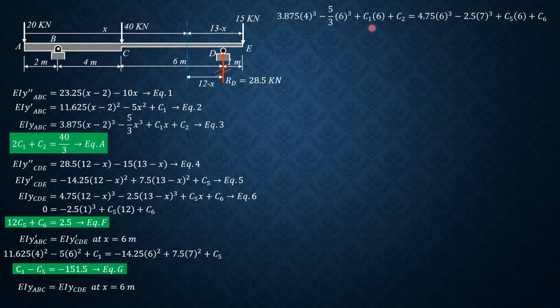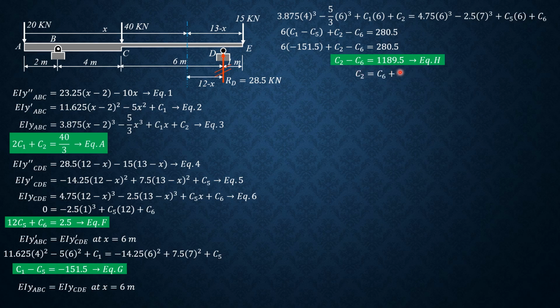So we have 6 times (c sub 1 minus c sub 5), then plus c sub 2 minus c sub 6, then computing these terms here, 4.75 (6 cubed) minus 2.5 (7 cubed) plus 5 thirds (6 cubed) minus 3.875 (4 cubed), that will be 280.5. Then since c sub 1 minus c sub 5 is negative 151.5 from equation G, substituting 6 times negative 151.5 plus c sub 2 minus c sub 6 equals 280.5. So therefore c sub 2 minus c sub 6 is 280.5 plus 6 times 151.5, and we establish another equation, call this equation H. Then c sub 2 is c sub 6 plus 1189.5.